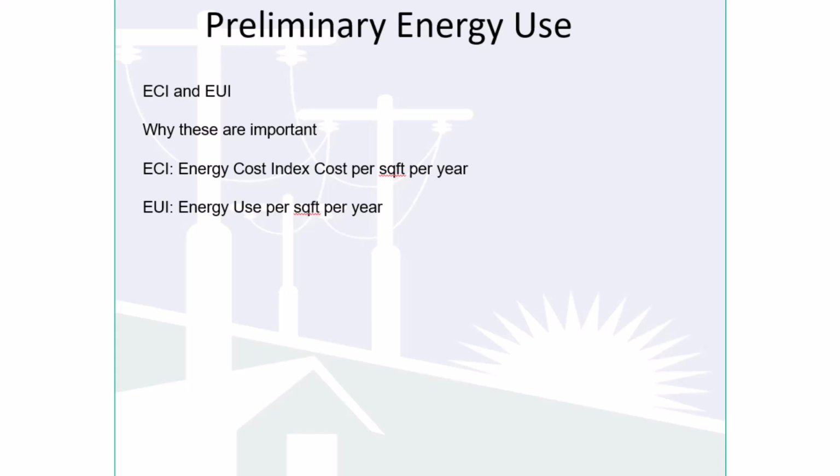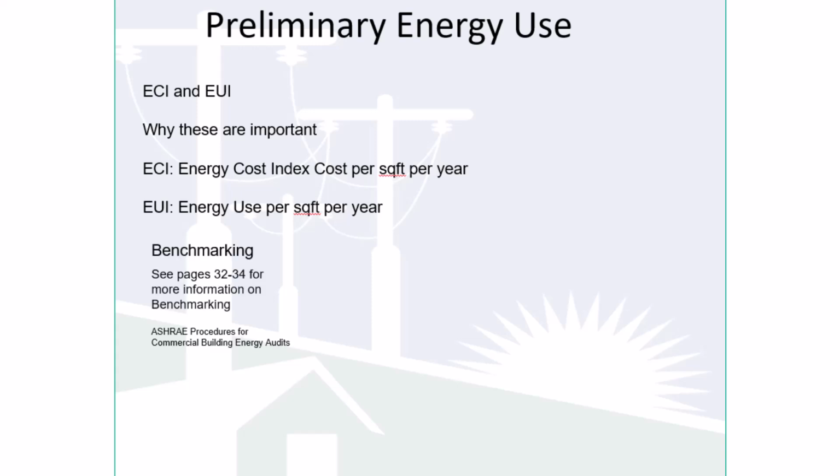Why are these important? Well, they can be used to see the performance of a facility over a period of time. If a facility manager is tracking their energy use through a number of years, they can see: is the EUI increasing or decreasing over a period of time? And how is the cost changing per year? It can also be used to compare a facility to other similar facilities in a general geographic location to see how this building performs relative to other similar buildings.